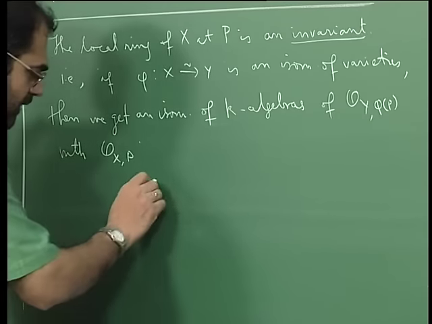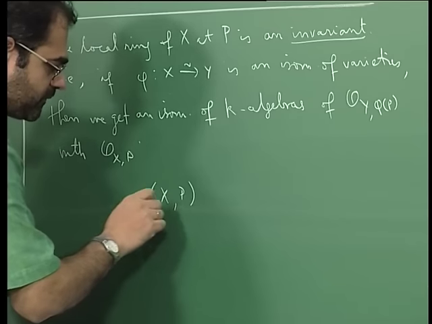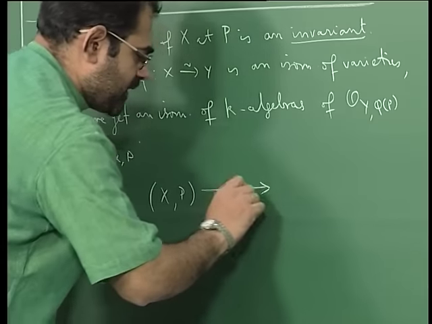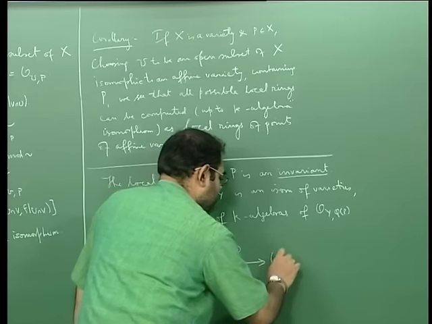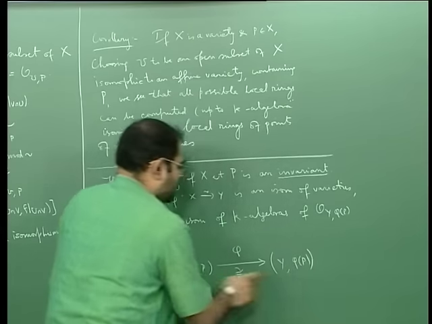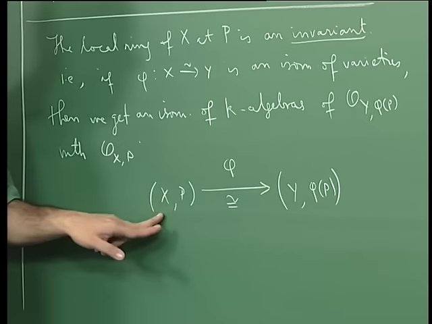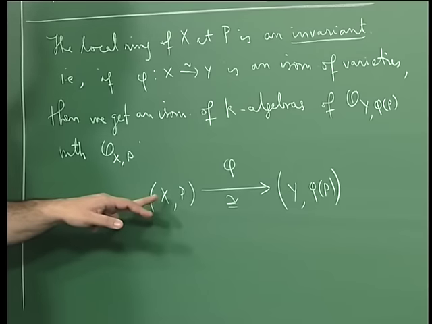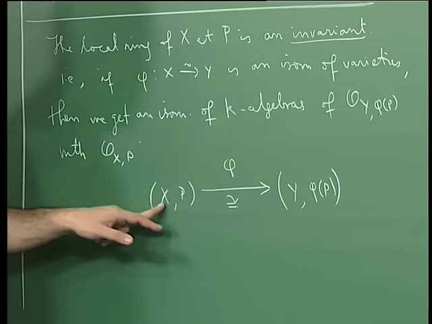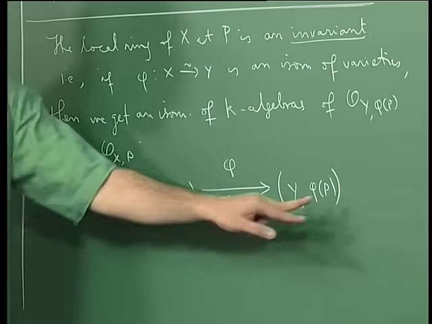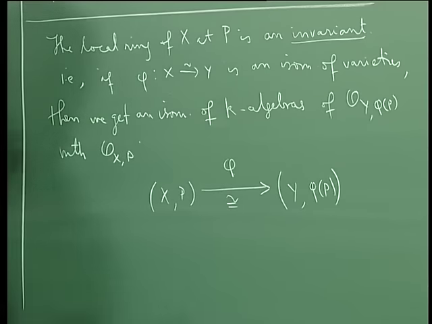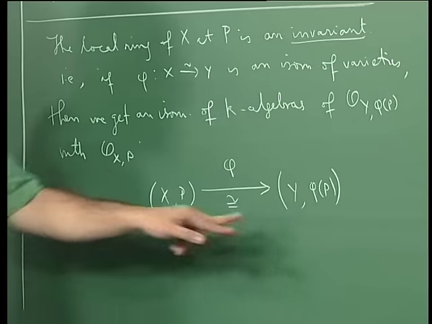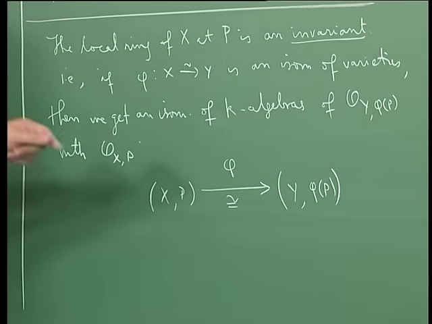So the situation is that you have (x, p), which is called a pointed variety, that is, a variety with a point. And you have this map phi, which is an isomorphism that carries (x, p) to (y, phi(p)). When I write a pair like this, it is a variety and a point on it, and the map is not just supposed to take this variety to that variety, but it is also supposed to take this point to that point, which is what it does. And the point is that the local ring of x at p will be isomorphic to the local ring of y at phi(p) because of this isomorphism.